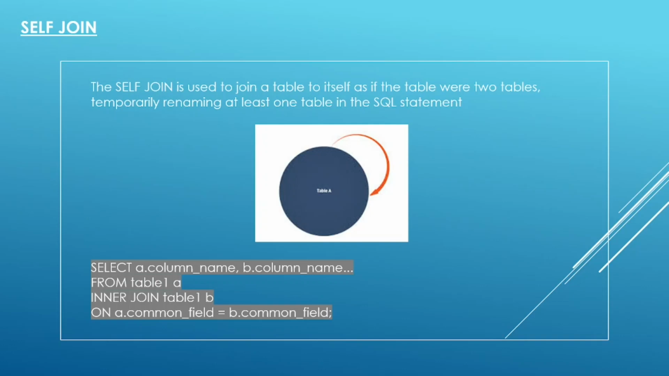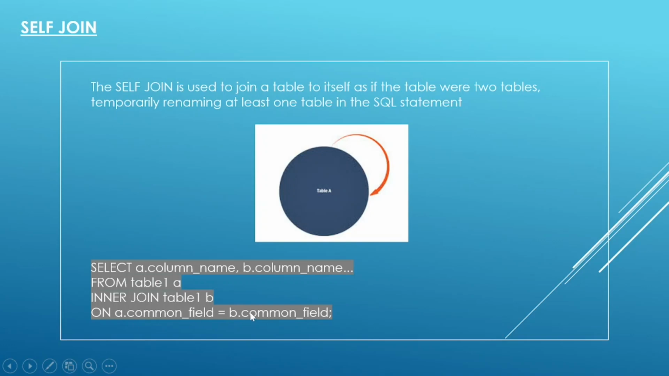First, let's take a look at the syntax. It is exactly the same as your inner join or left join. It is just that the first table itself will be used twice and we will give two different aliases. So it will be like: SELECT a.column_name, b.column_name FROM table1 a INNER JOIN table1 b ON a.common_field = b.common_field.